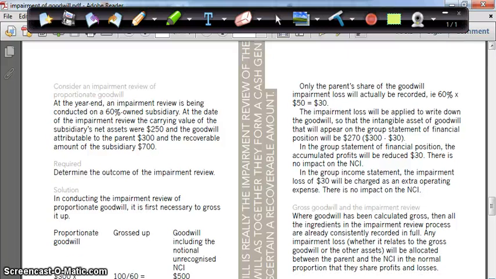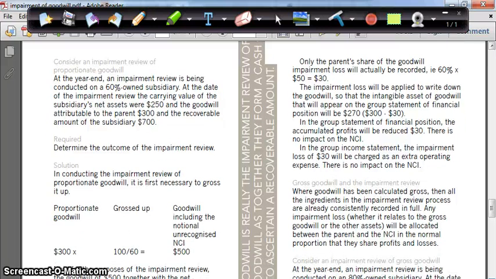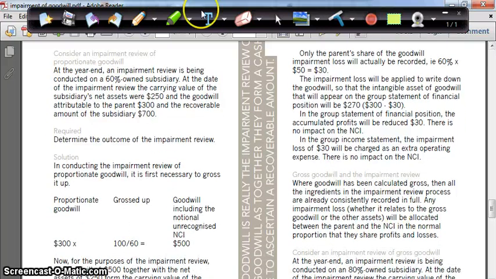So we have another example here, the impairment review of proportionate goodwill. Just reading this through, an impairment review is being conducted on a 60% owned subsidiary. At the moment, the carrying value of the net assets is 250, and the goodwill attributable to the parent is 300. The recoverable amount is $700.